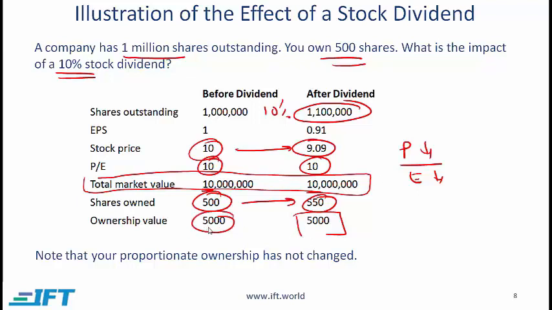Your proportionate ownership was 5,000 divided by 10 million, and after the dividend, your proportionate ownership of the company is still 5,000 divided by 10 million. What I have illustrated here is the impact of a stock dividend. The impact of a stock split would be exactly the same. The numbers would be a little different. If you have a 2-for-1 split, then shares outstanding would go from 1 million to 2 million, but the overall calculations are the same. If you want to see this in detail, there is an illustration in the curriculum.